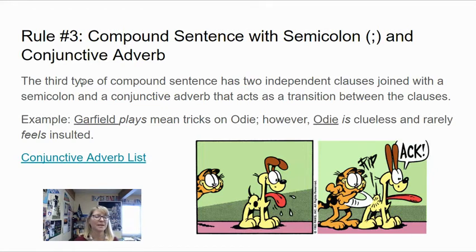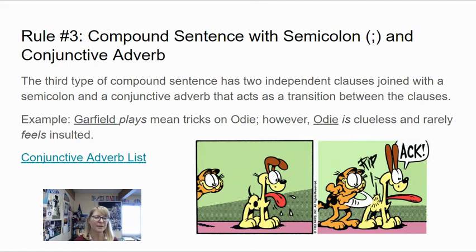So the example here is, Garfield plays mean tricks on Odie, semicolon. It's the end of the first independent clause. However, comma, Odie is clueless and rarely feels insulted. So as long as you have a subject and verb in the first half, Garfield plays, and a subject and verb in the second half, Odie is, then you can use words like however with a semicolon to join the two complete clauses.